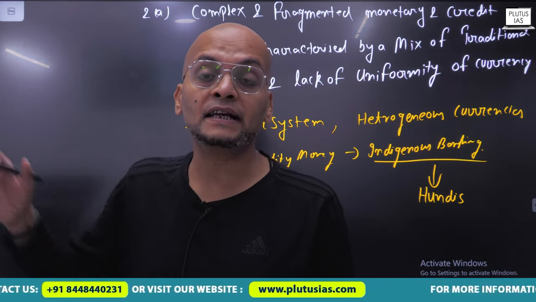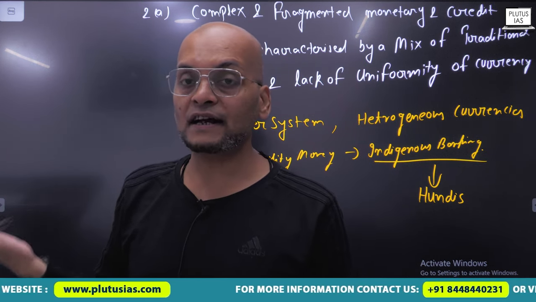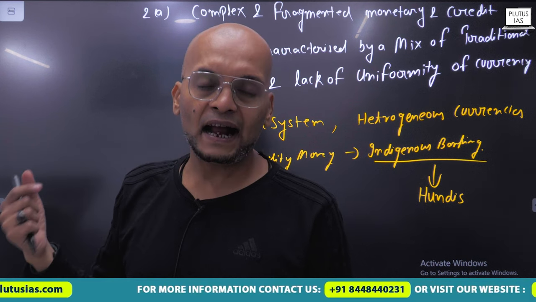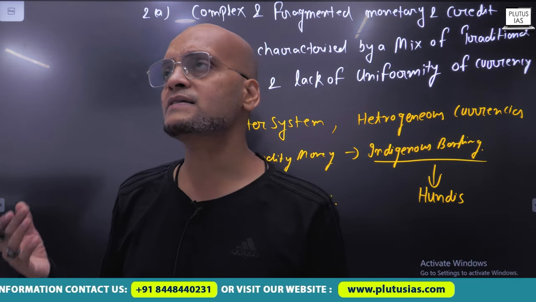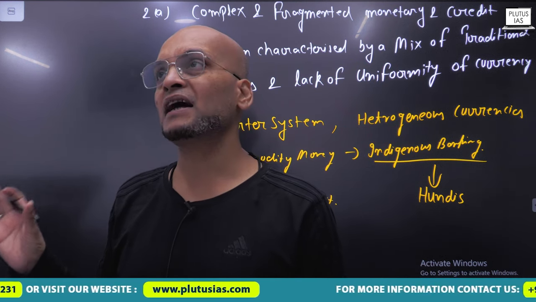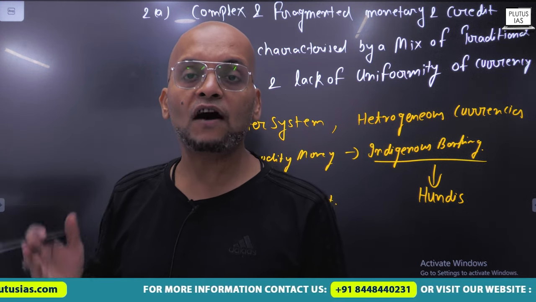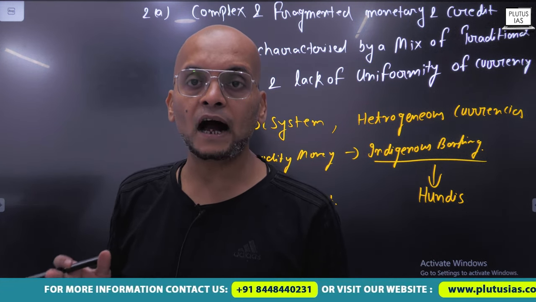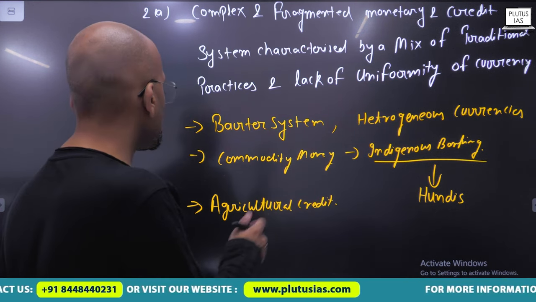They borrowed money from the local moneylenders, and this money was lent out at a high rate of interest. So farmers were not able to pay it back. The interest rate was so high that, forget about the principal, farmers were not even able to pay the interest on that principal. So this was a huge problem.